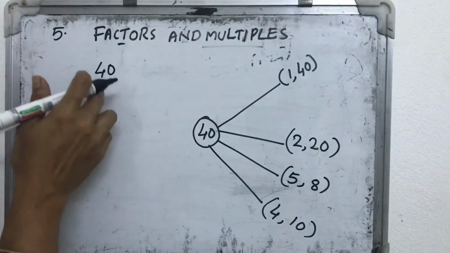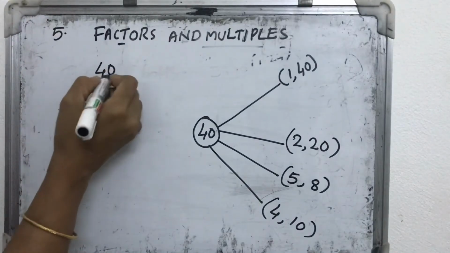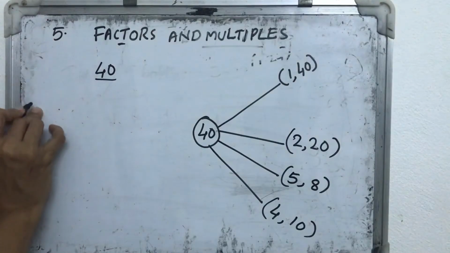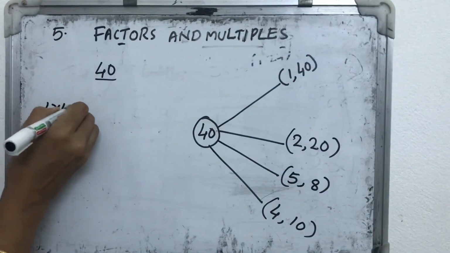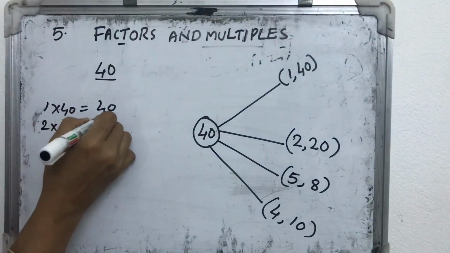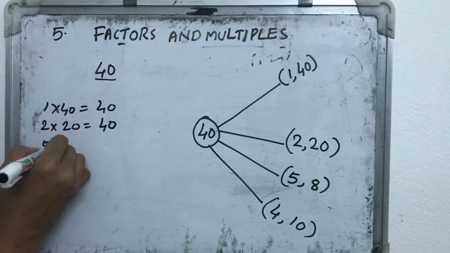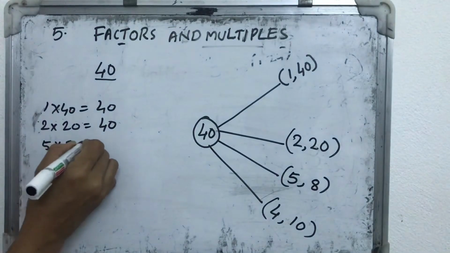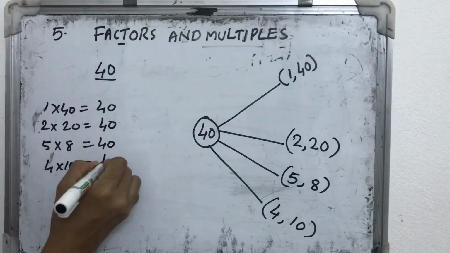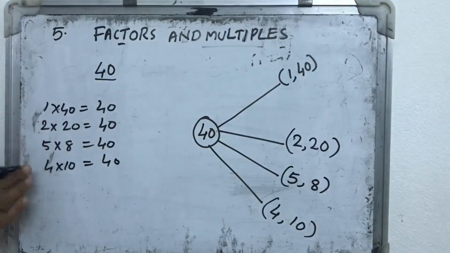And if the question is to write the factors of 40, we can write first the pairs. 1 into 40 equals 40, and 2 into 20 equals 40. Then 5 into 8 is also 40. 4 into 10 is also 40. That order is not a must, we can arrange in any way. Now I just write 4 first, then 5, no problem.